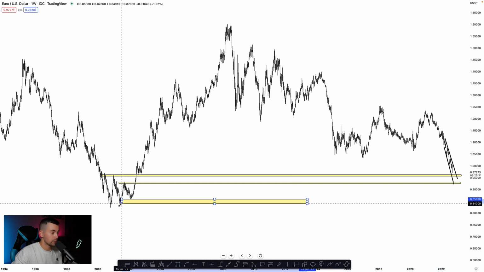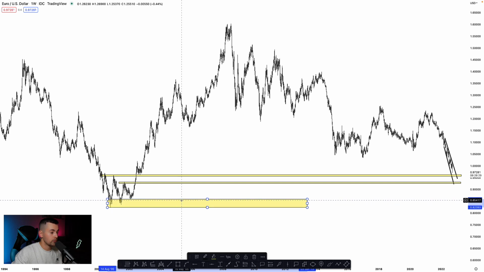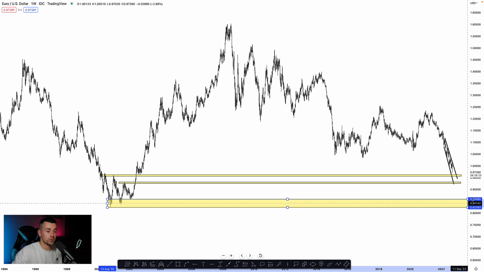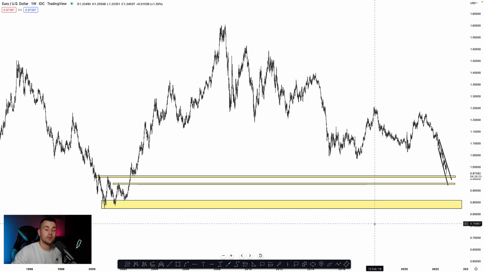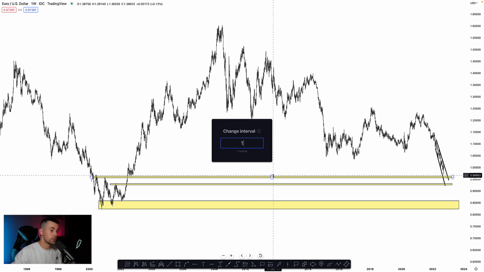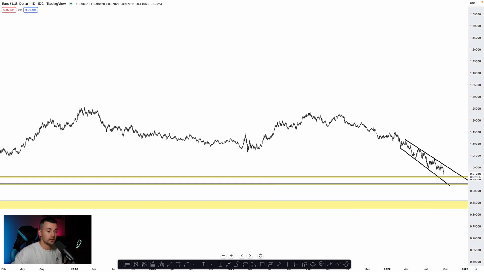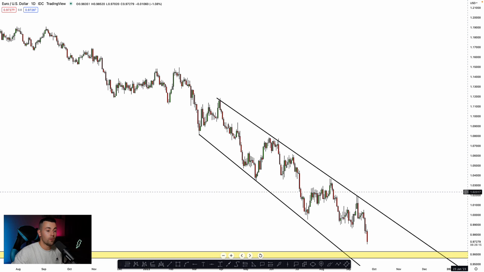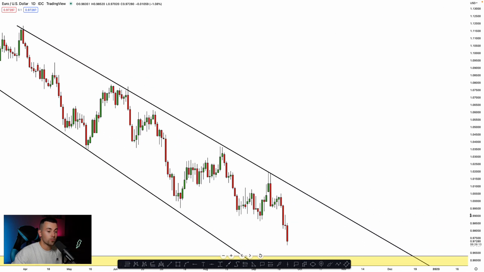Yes, I guess all these structures lying very close to each other will be very important for euro dollar. So I would definitely take them into consideration as well. So let's return back to the daily and let's assess how far the key levels are from current price levels.